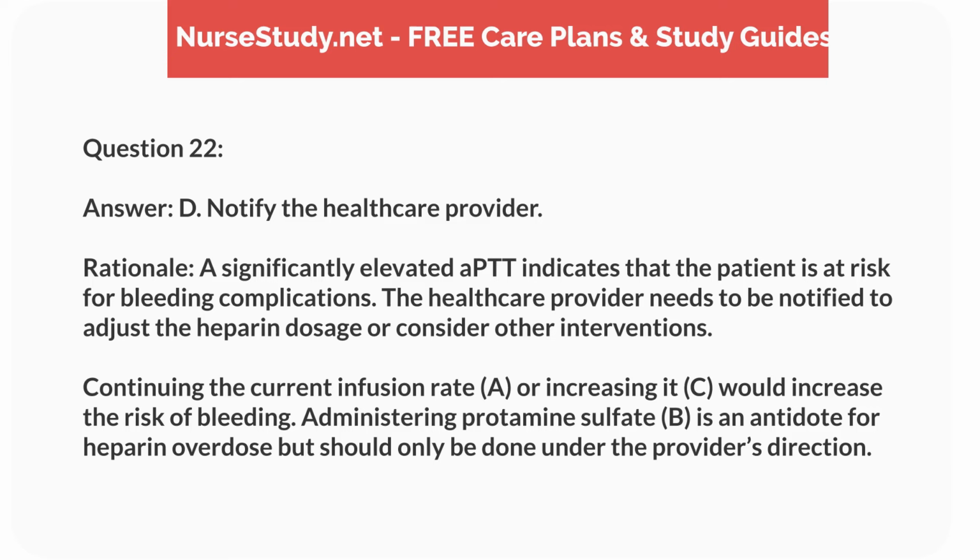Answer: D. Notify the healthcare provider. Rationale: a significantly elevated APTT indicates that the patient is at risk for bleeding complications. The healthcare provider needs to be notified to adjust the heparin dosage or consider other interventions. Continuing the current infusion rate, A, or increasing it, C, would increase the risk of bleeding. Administering protamine sulfate, B, is an antidote for heparin overdose, but should only be done under the provider's direction.